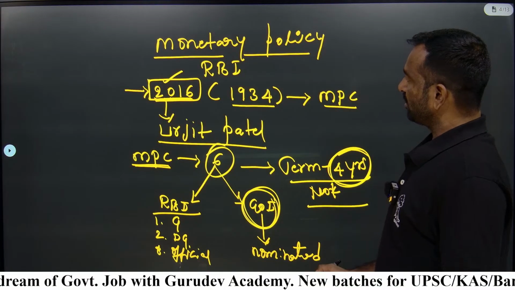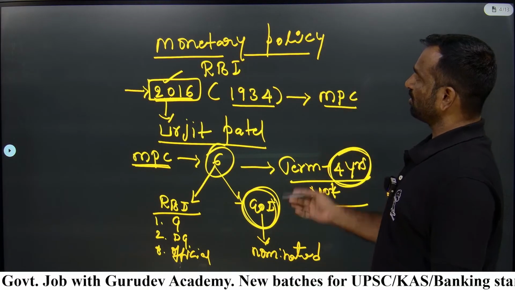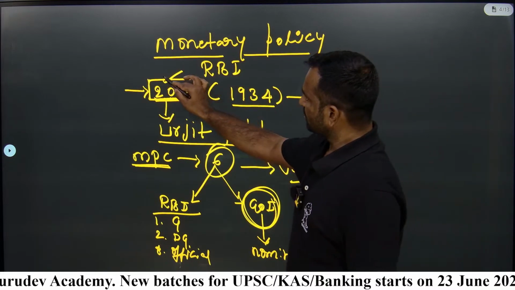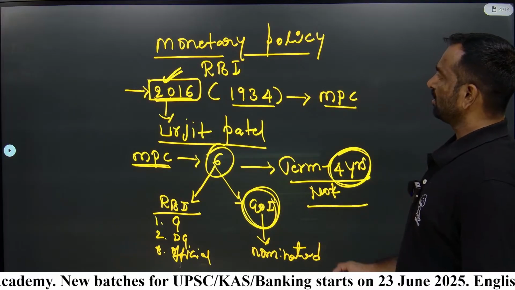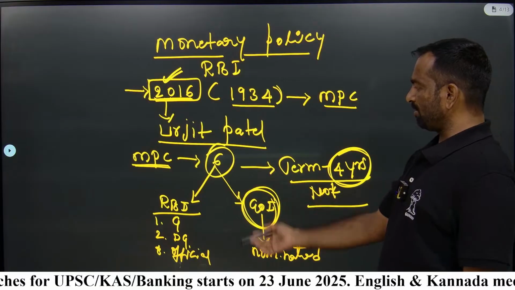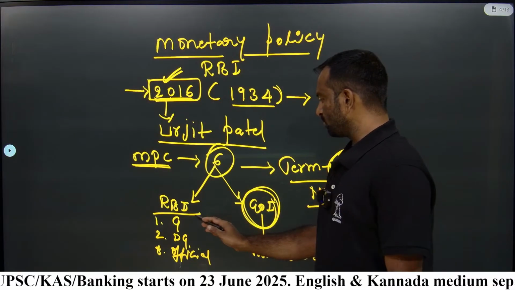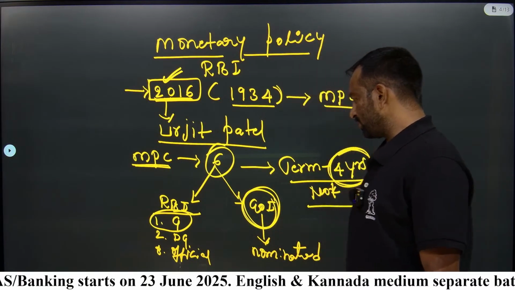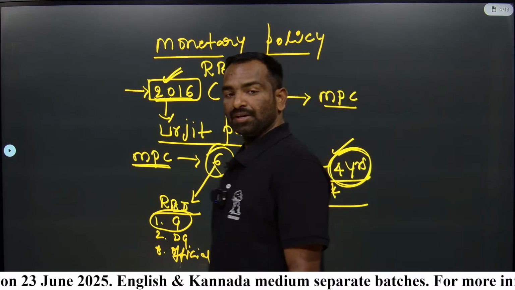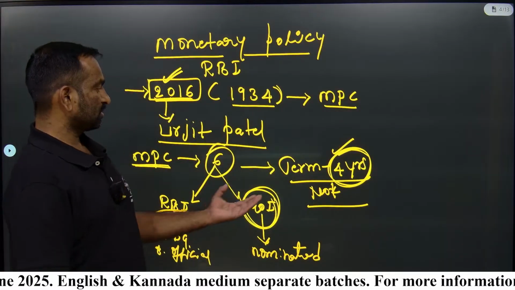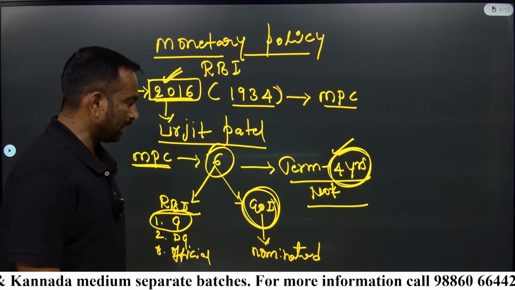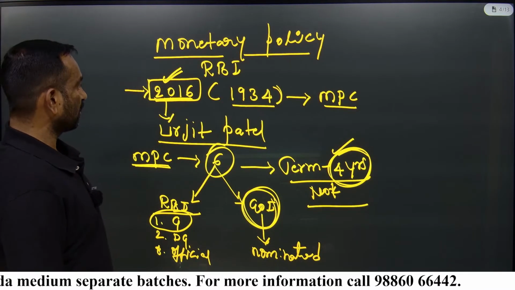Dear students, we are discussing the monetary policy. The monetary policy committee was established in the year 2016, as per the RBI Act 1934. It is a 6-member committee, and the chairperson is the governor of the RBI. The term of every member of this committee is 4 years, and they are not eligible for the next term. So this is the monetary policy.